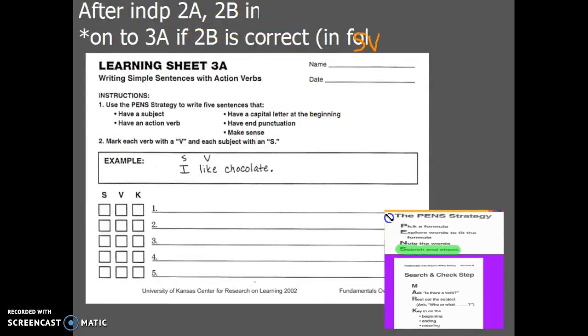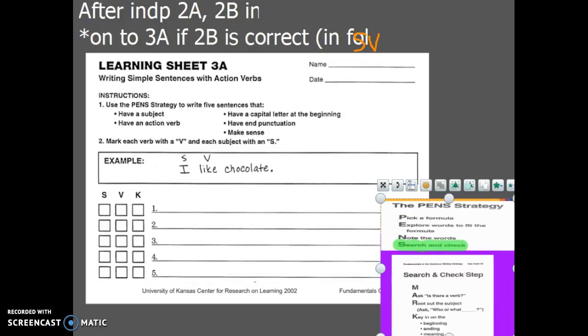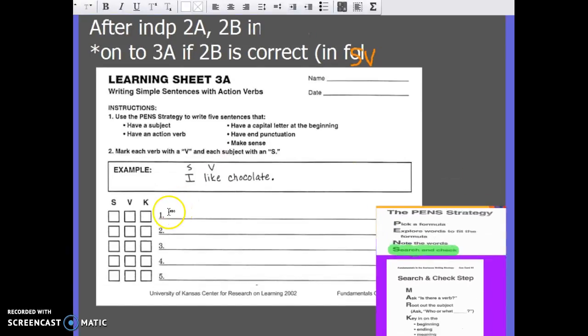Leave this right up here in case you need to look back at it. Okay, so you're going to be given a blank line like this. Your sheet will look very similar. You'll be doing learning sheet 3C, okay, and 3D. So you're going to be writing 10 sentences. So let's practice some first.